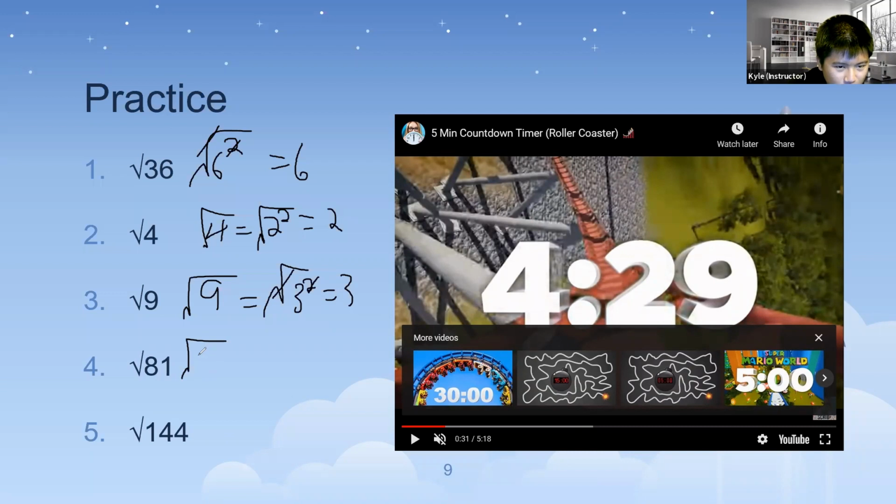Okay, so let's do 81. Again, it's just 9 squared, so when you cancel these out, it becomes 9. And then 144 is just 12. Cool. Okay, let's move on.